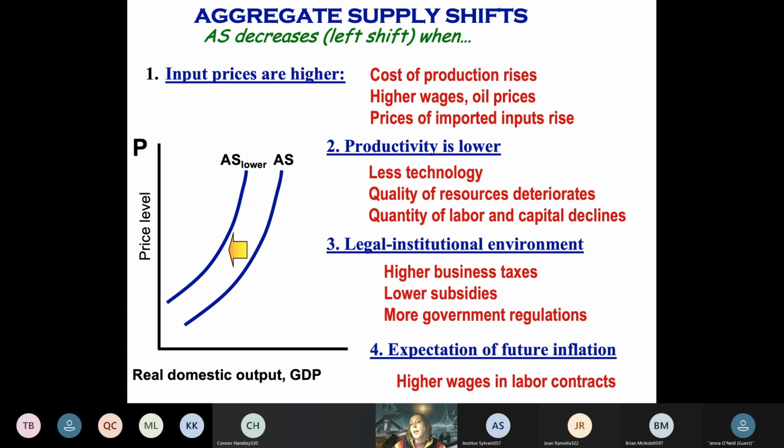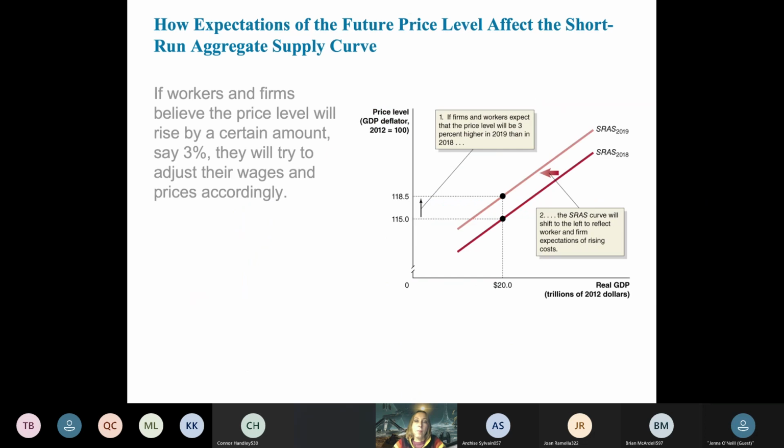But we can also have legal, institutional or other business environment changes, such as higher taxes, lower subsidies, and more regulations, which create incentives for businesses to reduce production. And finally, there are expectations. If we expect future prices going up, say we're all suspecting that the inflation rate is going to be 5%, so we incorporate a 5% increase in wages for our workers, and now I'm talking about a real increase in wages, we have a shift to the left in our aggregate supply, at least a small one.